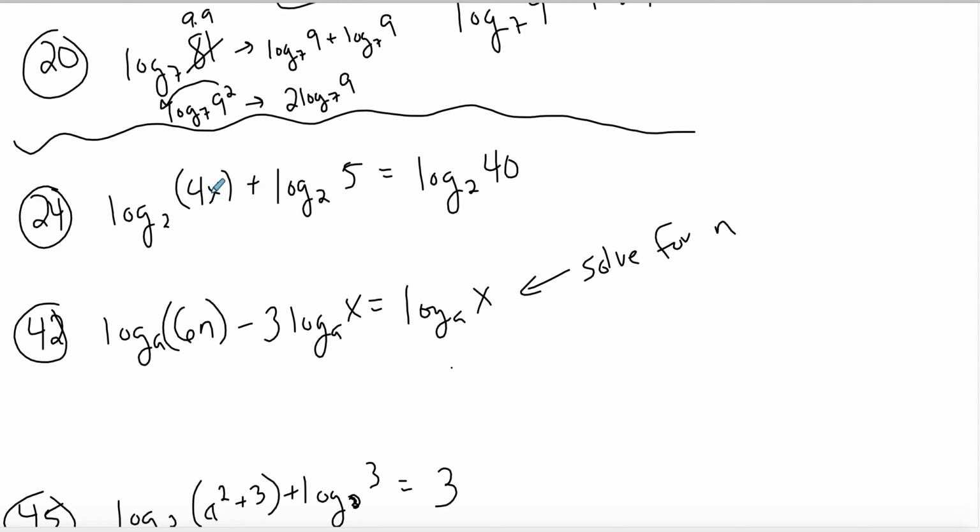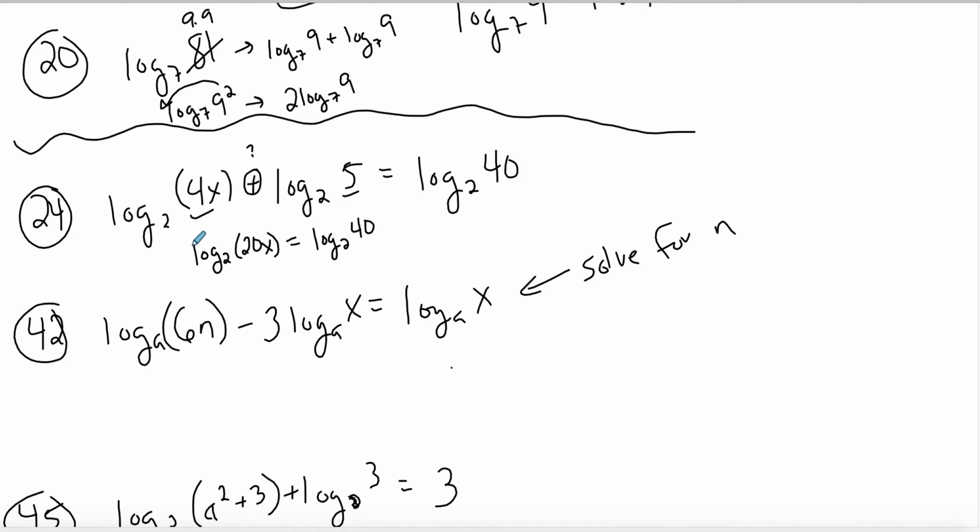So I have log base 2 of 4x plus log base 2 of 5 equals log base 2 of 40. So I need to condense these, and by condense I mean put them together. If I am adding, what do I do with the stuff on the inside when I put them together? Think backwards from exponentials. We're going to multiply them. So this will turn into log base 2 of 4x times 5, which is 20x, because this means multiply. And then over here, we have log base 2 of 40.